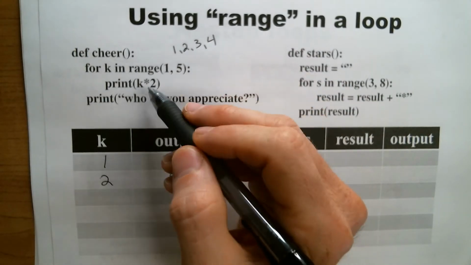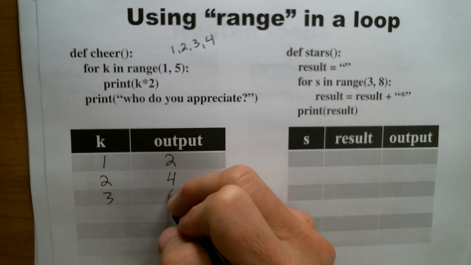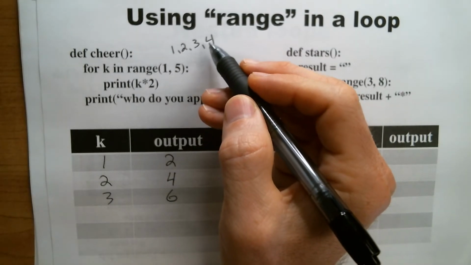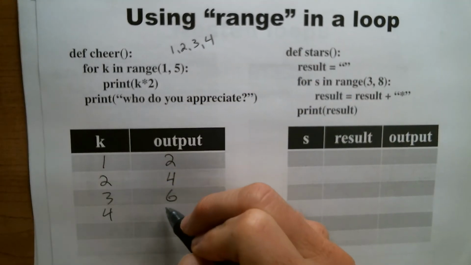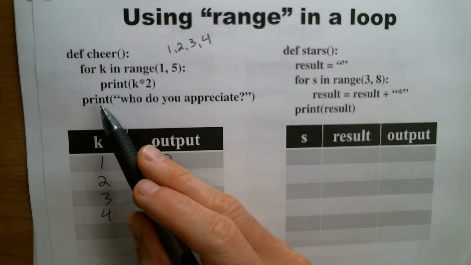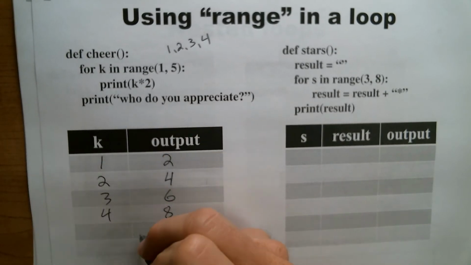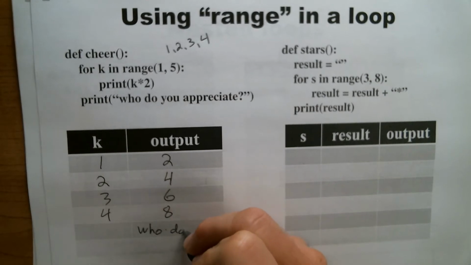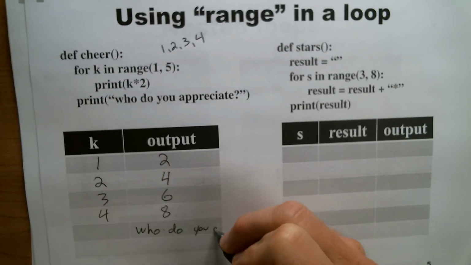Then k is going to go to 3. 3 times 2 is 6. K is going to go to 4. 4 times 2 is 8. The loop is going to end, and only then will I print out who do you appreciate.